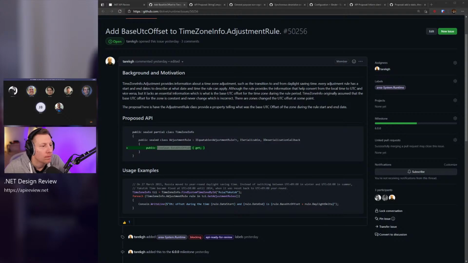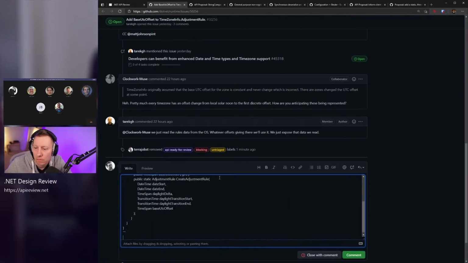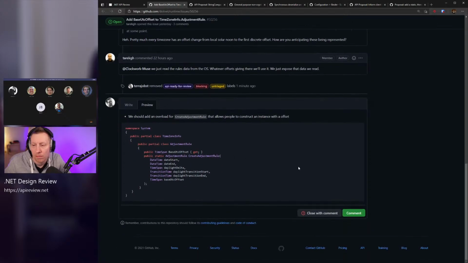That's because we needed to track. Internally, we do the math with time zone info's base UTC offset, plus this delta that comes in internally, plus the daylight delta if daylight savings time's in effect. But here, we wouldn't have to do that anymore because now the adjustment rule itself will have the full offset on it. So we'll forget about the time zone info offset and just use the full offset here.